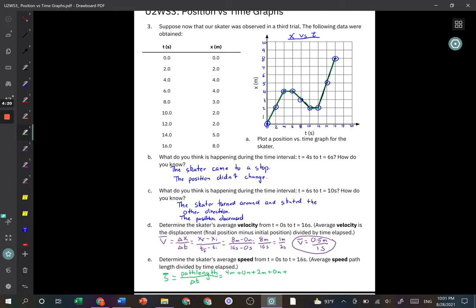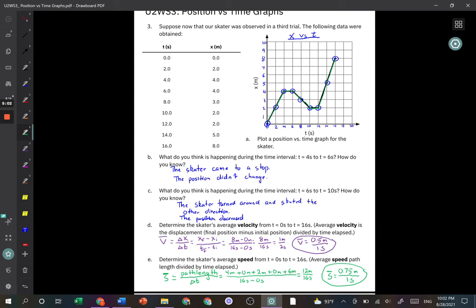And then from 12 to 16 seconds, they went from a position of 2 meters to a position of 8 meters. So they gained 6 more meters of distance. And they did all of that over our change in time of 16 seconds minus 0 seconds. The length of their path, 4 plus 0 plus 2 plus 0 plus 6, is 12 meters over 16 seconds, which if we simplify it down, gives an average speed in this 16-second interval of 0.75 meters for every 1 second.